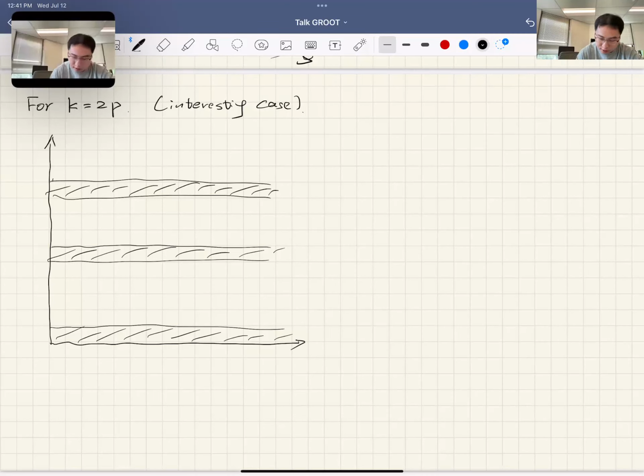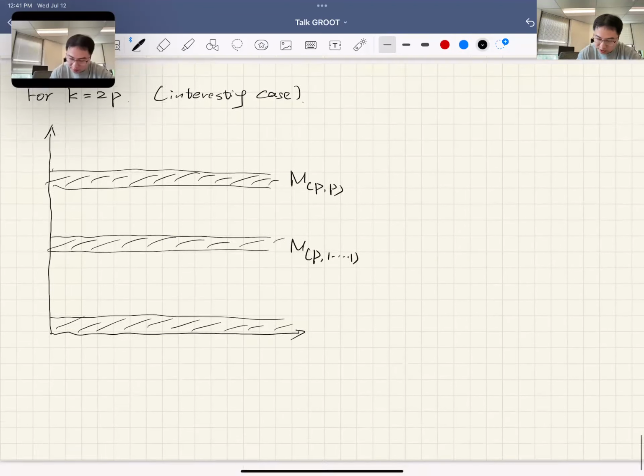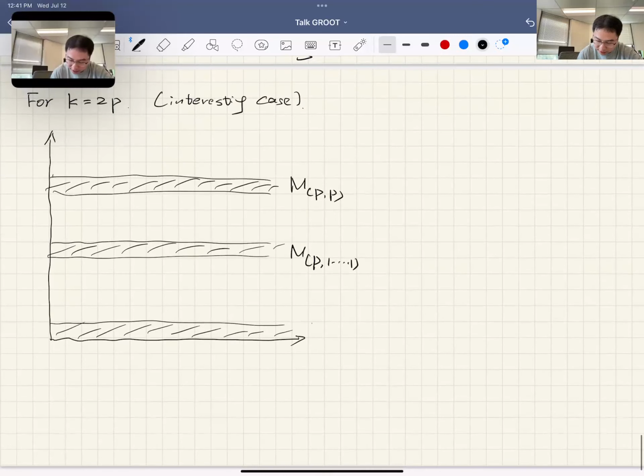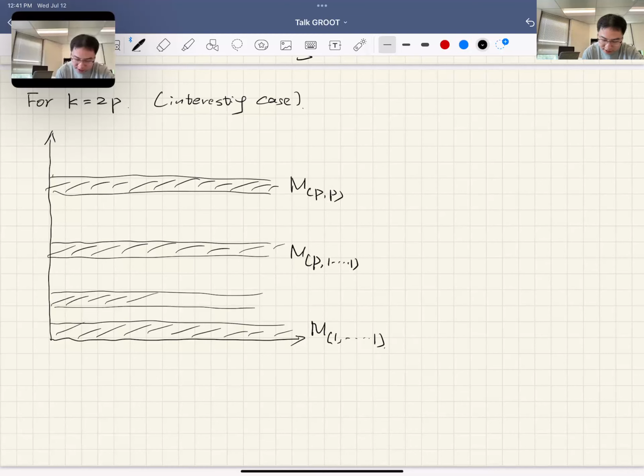And they are related to m sub pp, m sub p 1 1 1, where the summation of those 1s is equal to p, and the last row corresponds to m sub 1 1 1. Okay, this is when n is odd, and as you will see, the odd case is always boring. We want to look at the even case. When n is even, on top of that, we have 3 more non-vanishing rows sitting on the top.